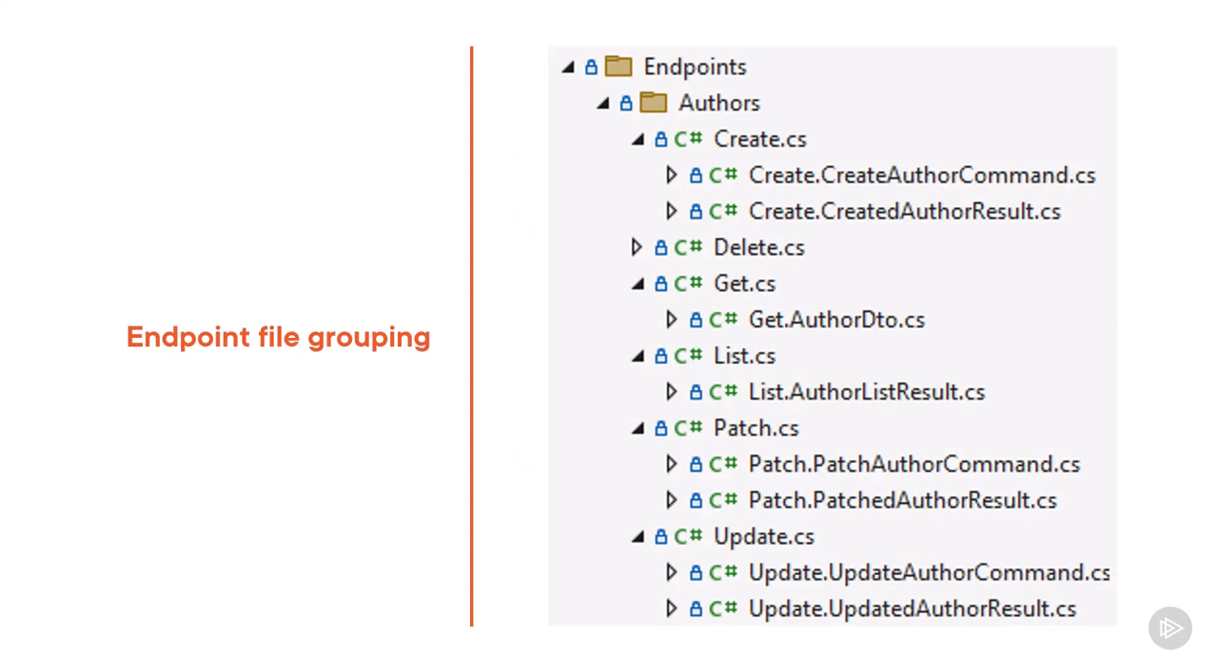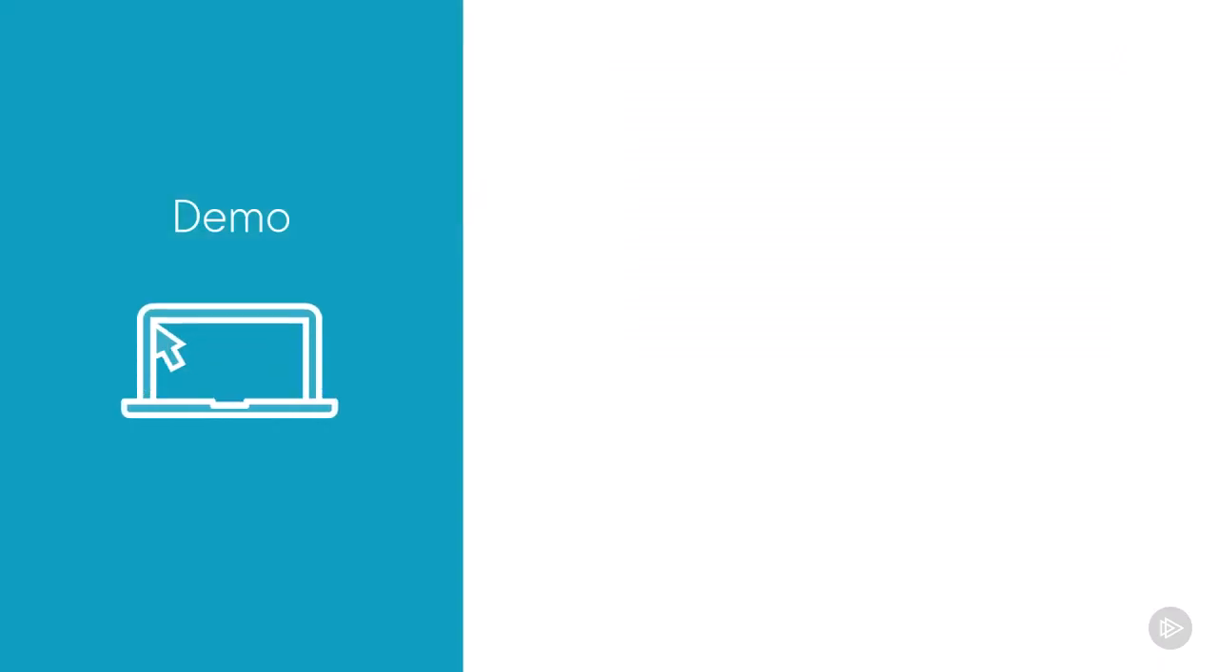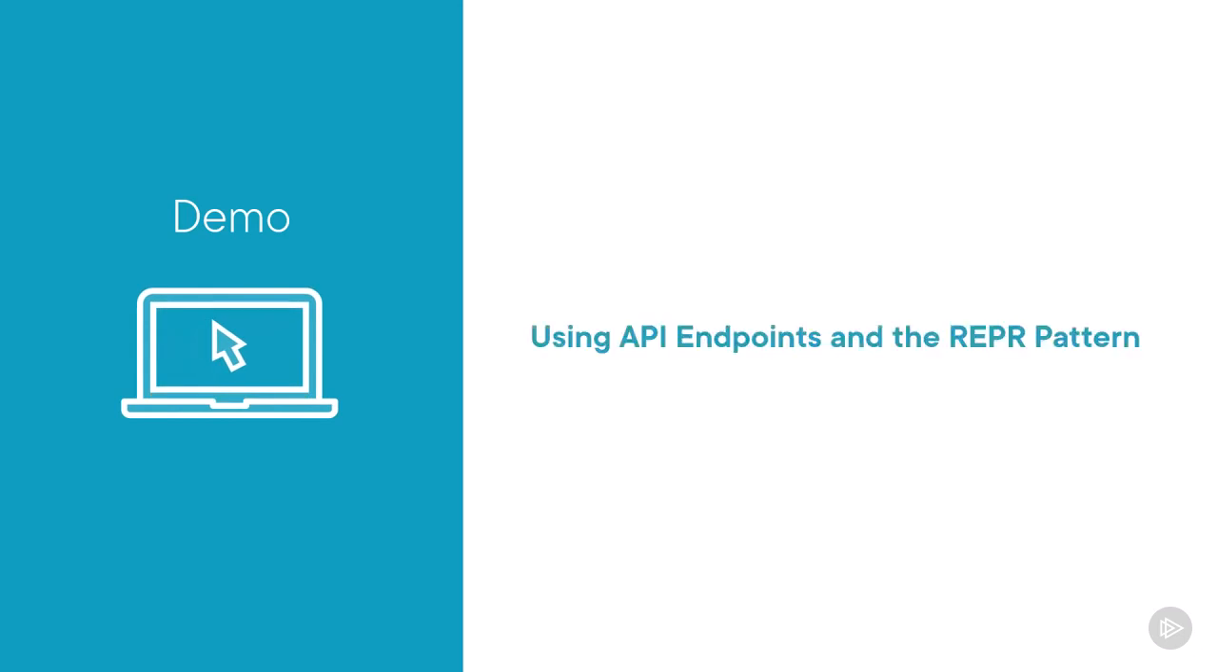As you can see here, each endpoint's request and result types are typically grouped with it. This is achieved by prefixing the related type's file names with the name of the endpoint with which they belong. This organizational structure makes it much easier to locate the appropriate DTOs when working on an individual endpoint. Let's see how we can use API Endpoints to implement a set of web APIs with the REPR pattern.